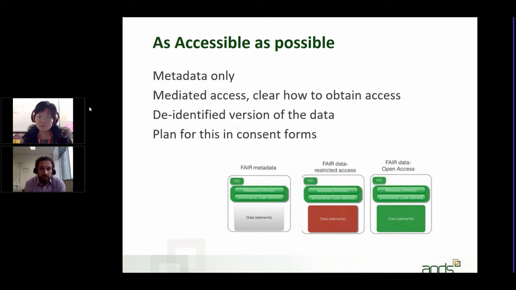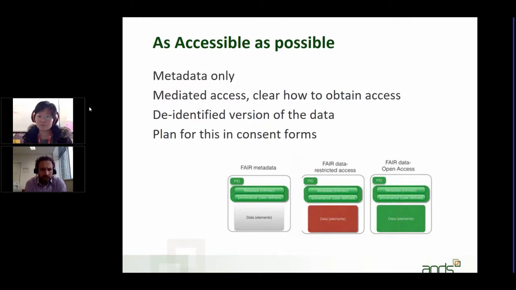A possible angle there is just to provide the metadata as a starting point. If the rest cannot be made available, at least the metadata. Slightly more useful perhaps is making it available through mediated access, and in that case it's valuable to be clear about how the user can actually get access, and that can be by providing an email address, name, telephone number. And if, for example, the user has to go through an ethics procedure to get access to the data, then clearly describe that ethics procedure and what sort of information is required to apply for it.